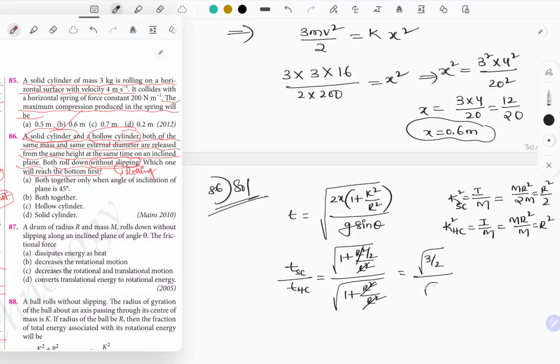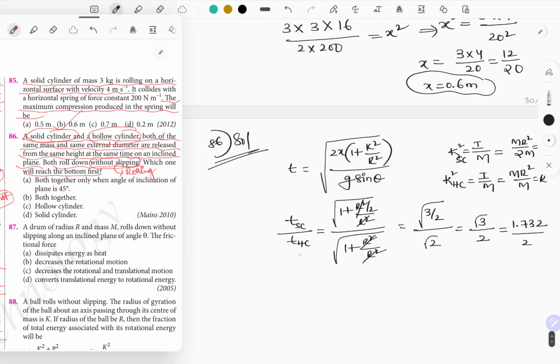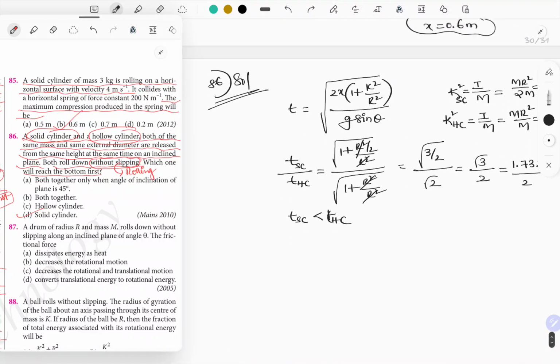We are going to get root of 3 by 2 over root 2. Now this is going to be root 3 divided by 2. So root 3 value is 1.732 divided by 2, which is less than 1, right? Yes, it is. So T of solid cylinder is less than T of hollow cylinder. So the time taken by the solid cylinder is less. That is the reason for which one will reach first. So the solid cylinder will reach the bottom first. So that is how we can answer.